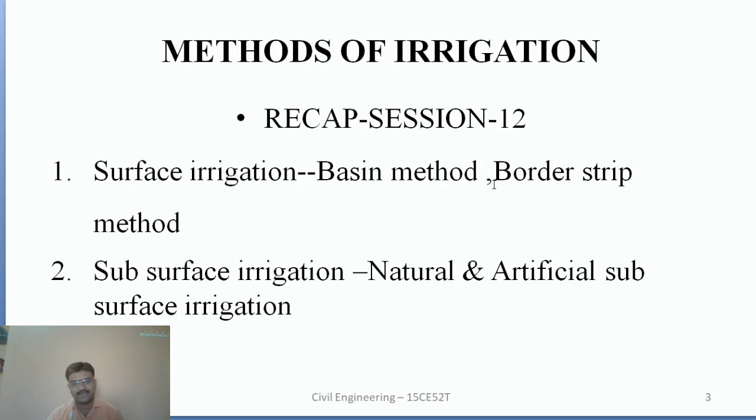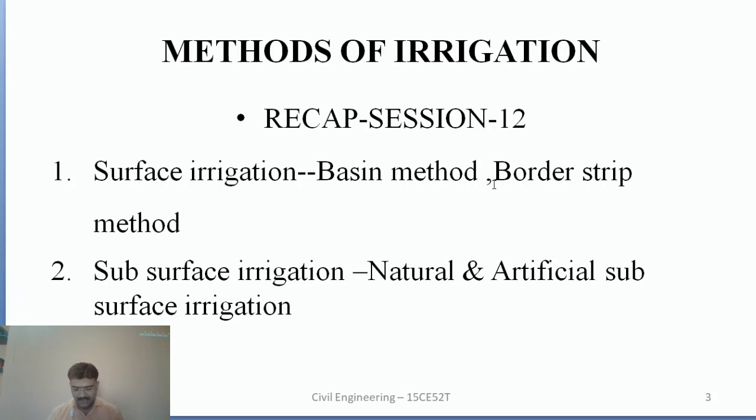Now coming to the artificial subsurface irrigation. In artificial subsurface irrigation, water is applied to the root zone of the crops through a network of perforated pipes and underground pipes. As the water passes under pressure, it comes out through perforations and percolates into the soil near the root zone of the plants. This is about the artificial subsurface irrigation. Yes, artificial subsurface irrigation is a costly method. Natural subsurface irrigation is where the water is spread to the crops naturally.